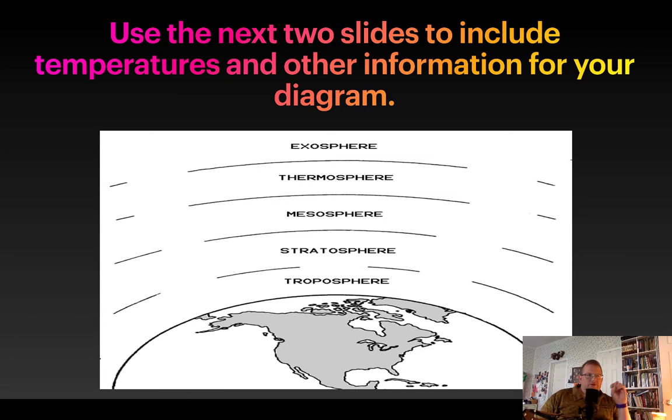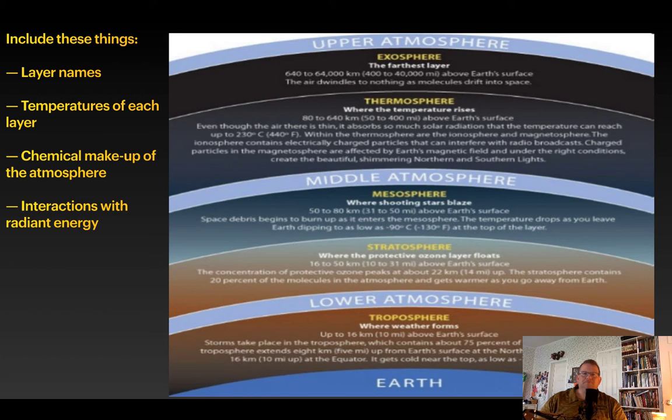So the basic layout of the atmosphere. Okay, so the layer that's closest to the Earth is called the troposphere. The stratosphere is the area above the troposphere. The mesosphere is above that. The thermosphere is above that. And the exosphere is above that. We're going to talk about each one and why they're important. So remember, you need to include the layer names, the temperatures, the chemical makeup of the atmosphere, and their interactions with radiant energy. So basically, this is the idea.